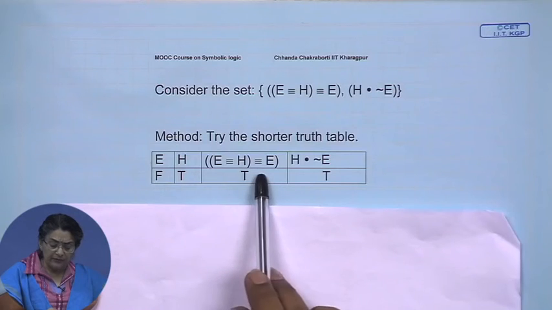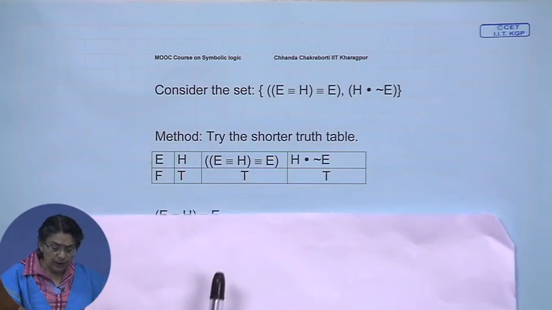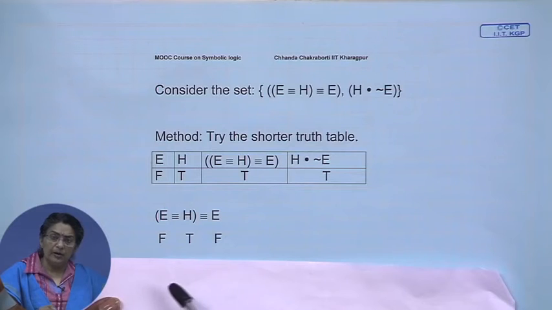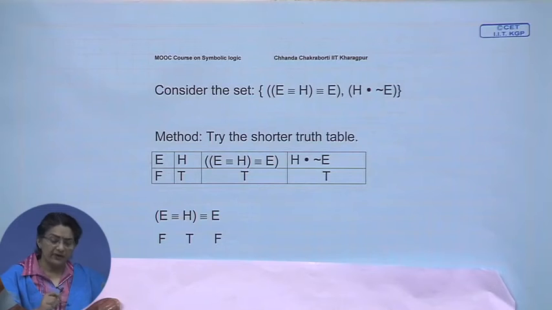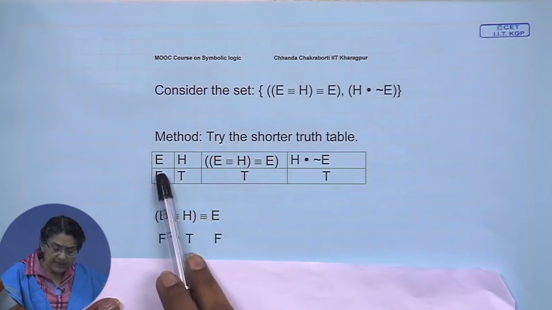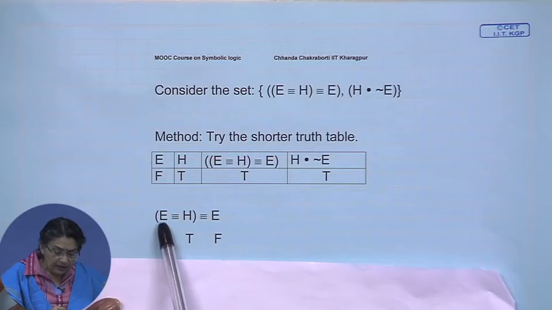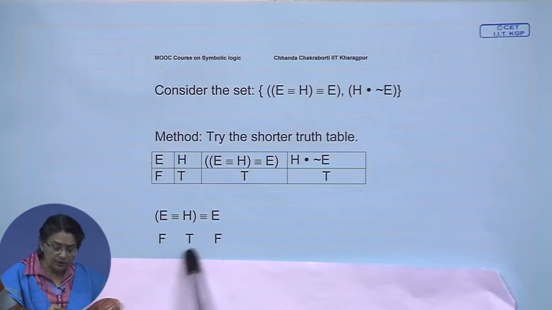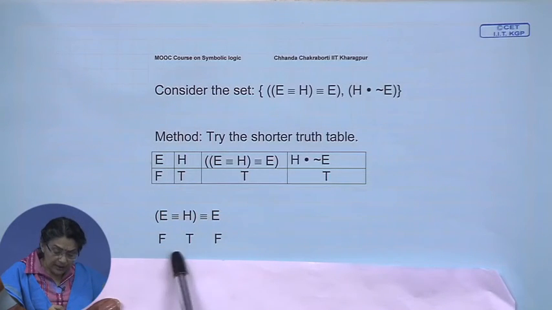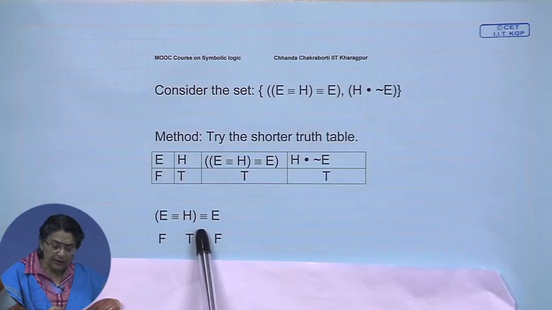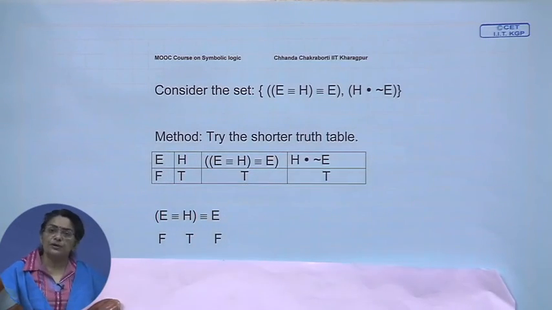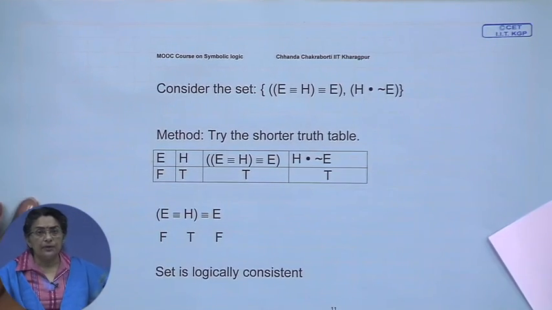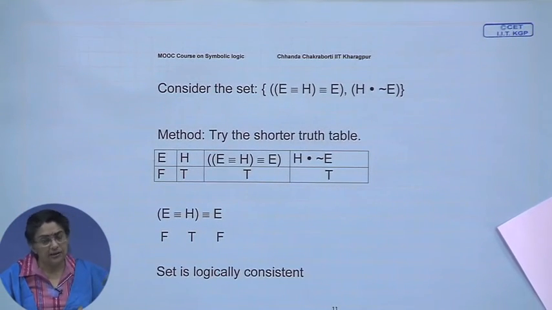Those of you who are confused about how this turned out to be true, let me just show you. This is the triple bar. Remember, the triple bar is true only when every component shows the same value. So, here you have E is F, E is F, right. Here you have E as F, H is true. The value here is going to be what? The triple bar is going to be false. When this is false and E is also false, what happens to this triple bar? This will be true, all right. So, this is what you have shown here, and write the result. The set is logically consistent, fine.